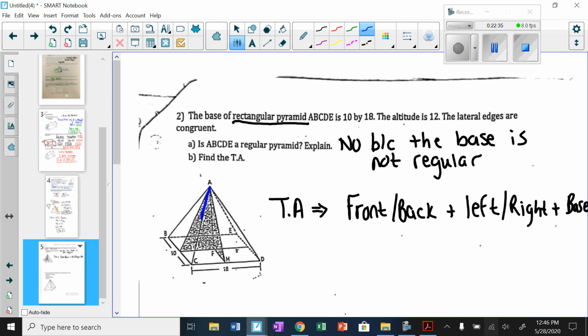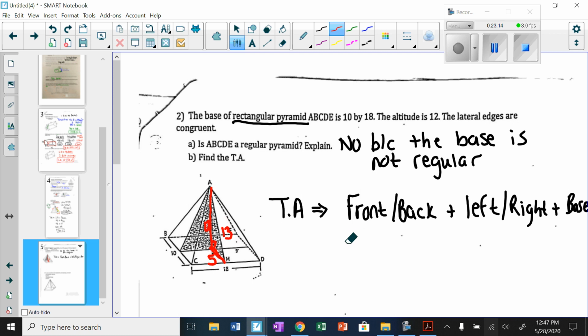So here's my triangle. Our base is clearly 18, but I need a height. So it's saying the altitude of the pyramid is 12. So now I know where we're looking. So I'm going to highlight this. The altitude of this pyramid is 12. Now remember, the altitude connects midway. So from B to C is 10, so from the middle to H has to be 5. This is a triple of 5, 12, 13.